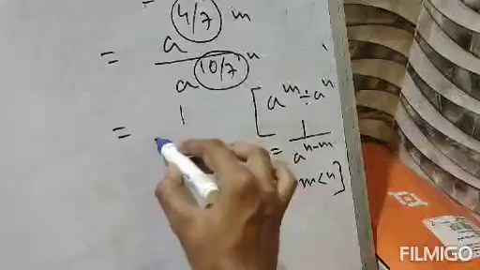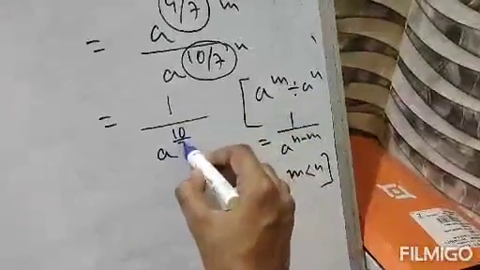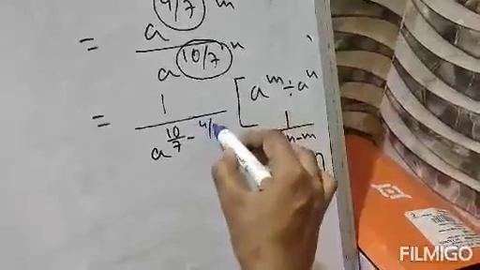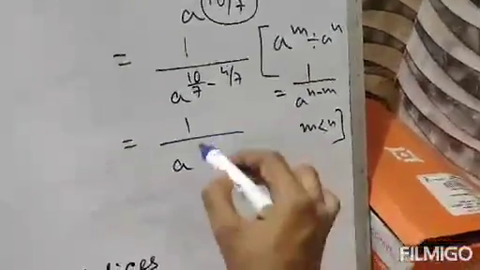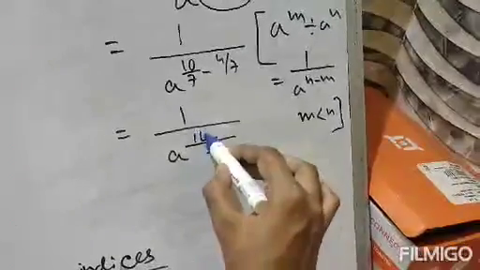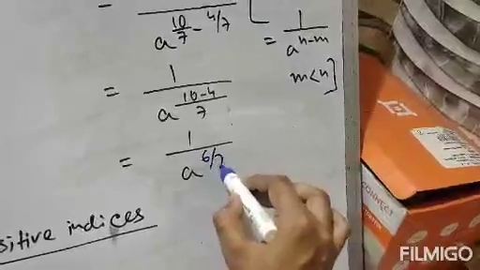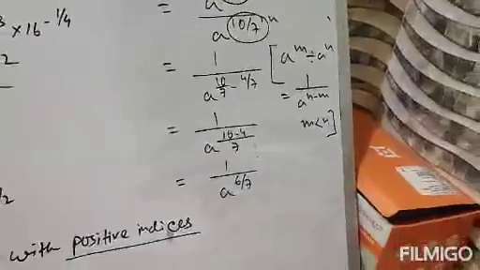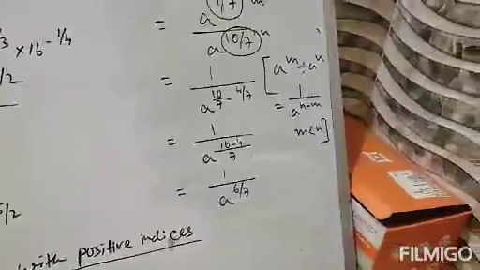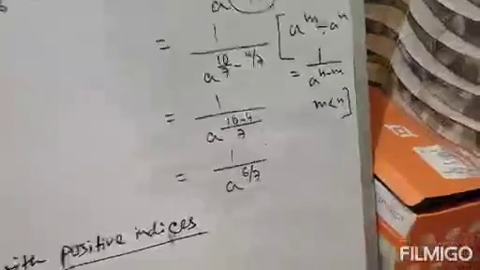That means 1 by a to the power n minus m. So n is 10 by 7 and m is 4 by 7. That means 1 by a to the power, taking the LCM, 10 minus 4 by 7, which is 6 by 7. So 1 by a to the power 6 by 7 will be your answer. Clear? Next.